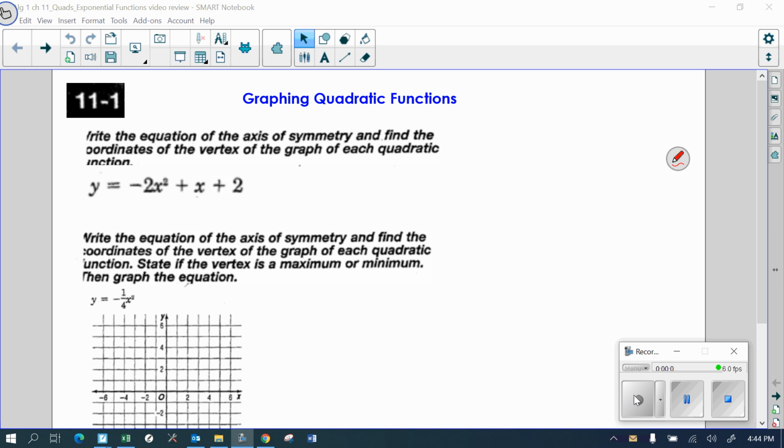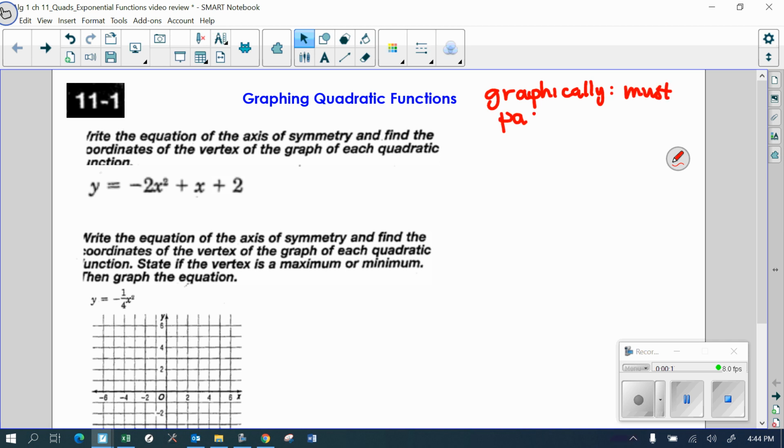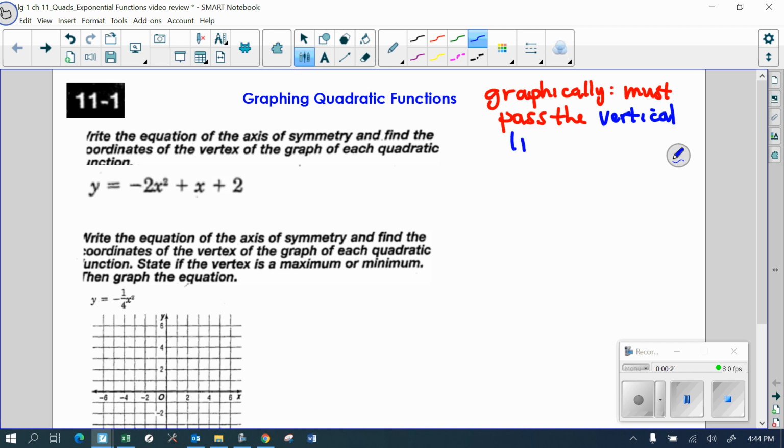Okay, students, let's go ahead and review Chapter 11, Graphing Quadratic Functions. When you remember the definition of function graphically, it must pass the what test? Vertical line test. Remember that. You can do this in Algebra 2 as well. You'll see function notation a lot.